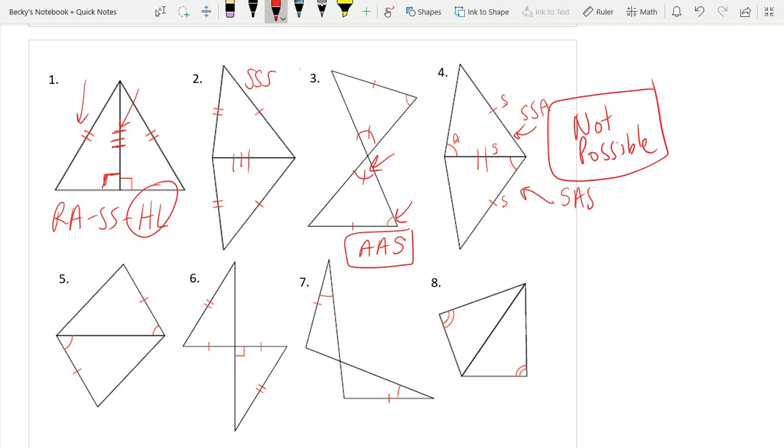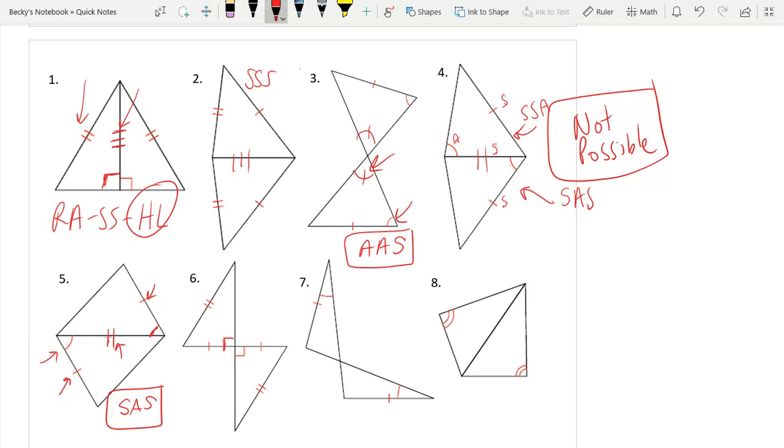All right, so if I fold you, fix your paper. Number 5, let's see. Reflexive. Now we have to make sure both triangles are the same. It's not a trick. So I have a side, and I have the angle in between. The bottom triangle, side, and the angle in between. All right, so side, and an angle in between. So it's SAS.